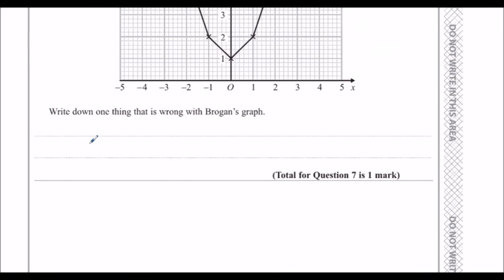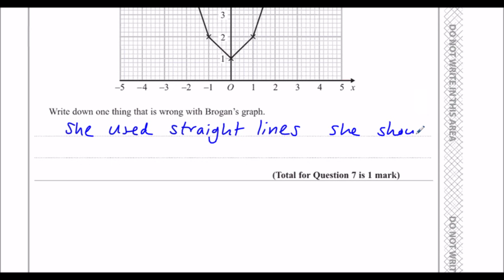So she used straight lines. She should have drawn a curve.